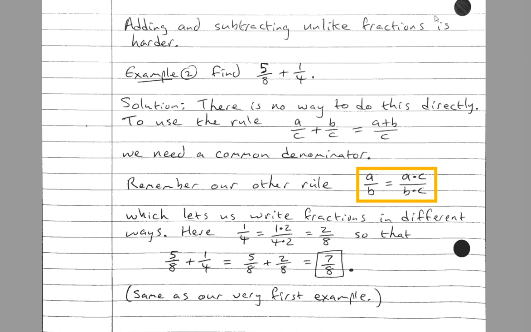All right, so the moral of the story is, whenever you're adding fractions, you need a common denominator. In the easy case, the denominators are already the same, but if you have unlike fractions, then you need to get a common denominator as an extra step.